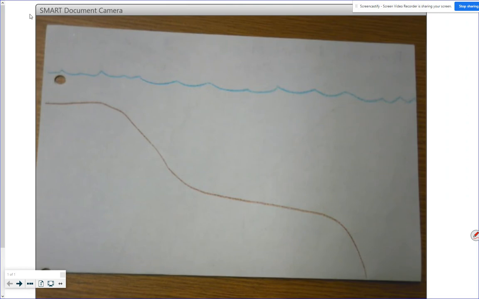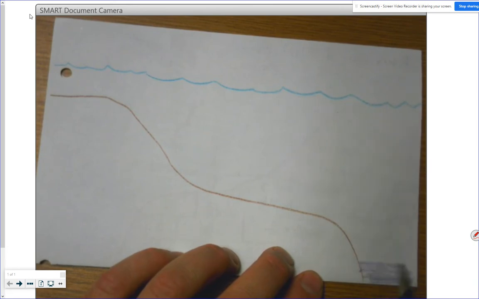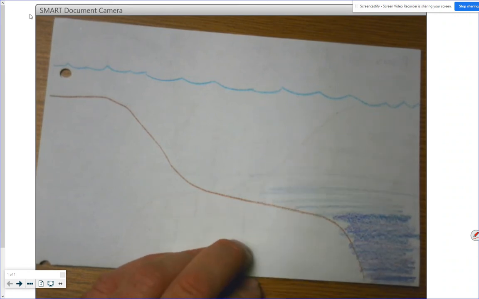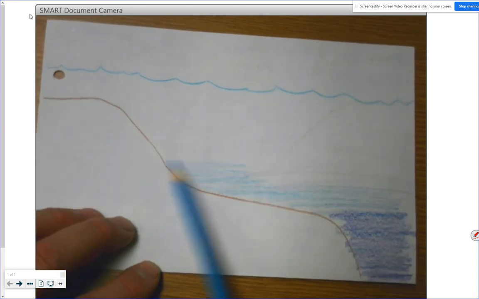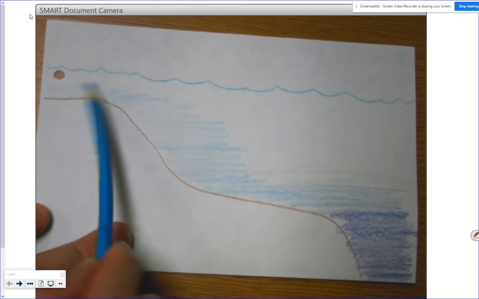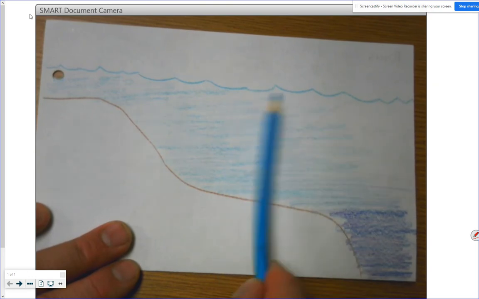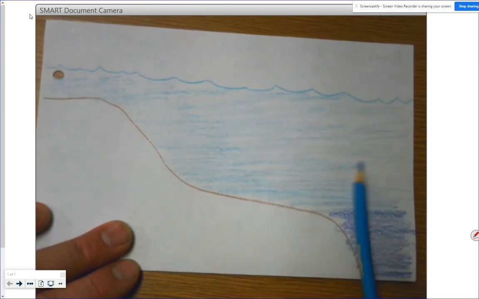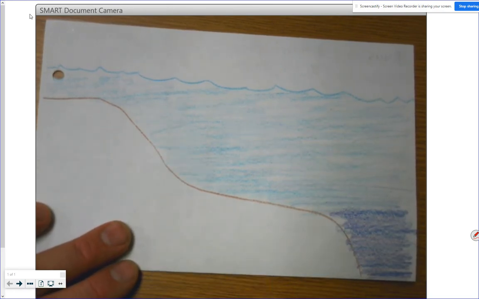And I'm going to make my ocean look pretty sweet, with some deeper, darker colors over here. Some blues and some purples. All right, we've set the scene.